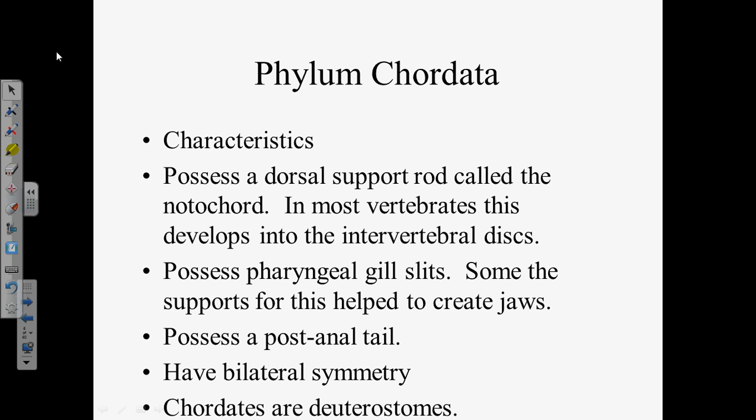And then chordates are also deuterostomes, which means the anus forms from that blastopore, and our cleavage pattern during embryonic development is indeterminate. So these are things that make chordates be chordates. Now remember that all vertebrates are chordates. But there are some chordates that aren't vertebrates. And that's what we're going to touch on first.